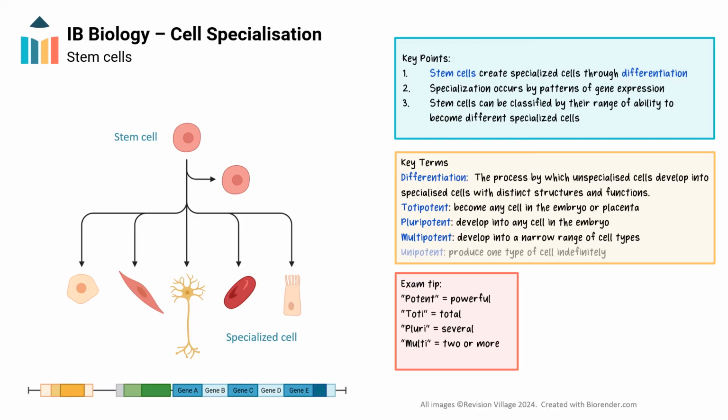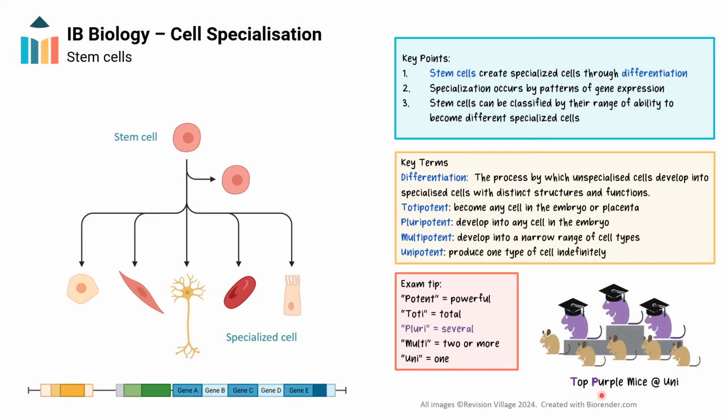Finally, we have unipotent stem cells that can only produce one type of cell but can do it indefinitely. For instance, germ-line stem cells that produce sperm cells. You can use the mnemonic "top purple mice at uni" to remember the order of potency for stem cells.